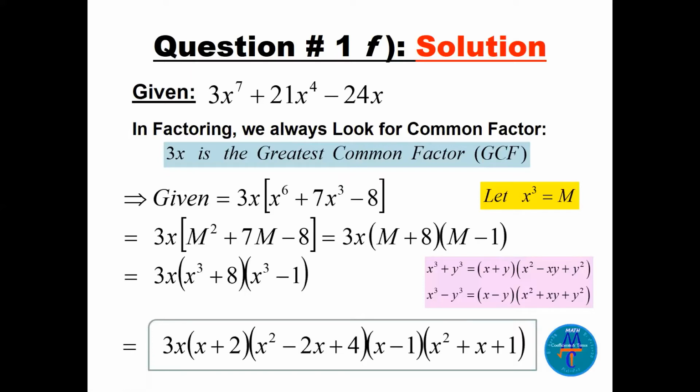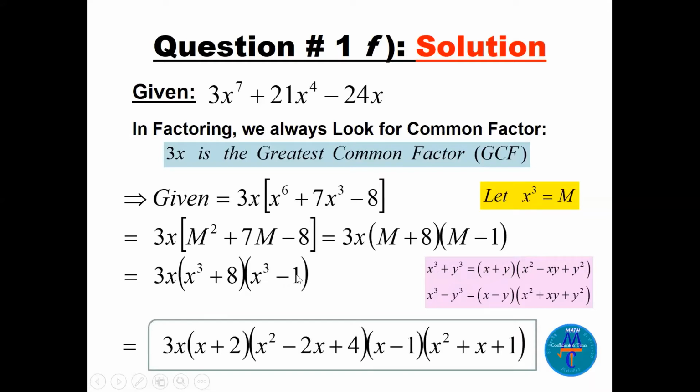I cannot leave the m because there is no m in the question. So I have to go back and replace the m by cube, x cubed. This one here, you see x cubed plus 8, is similar to this formula. I wrote the formula for you just to help you. You don't have to go and look for the formula. x cubed plus y cubed, sum of 2 cubes. This is the formula here. There is no 2, remember.